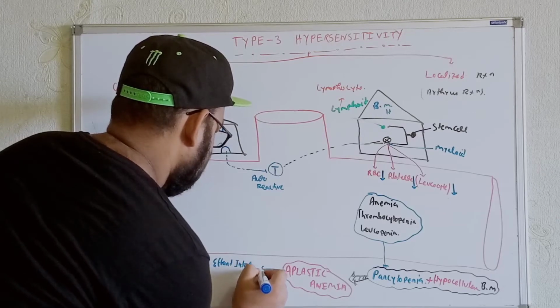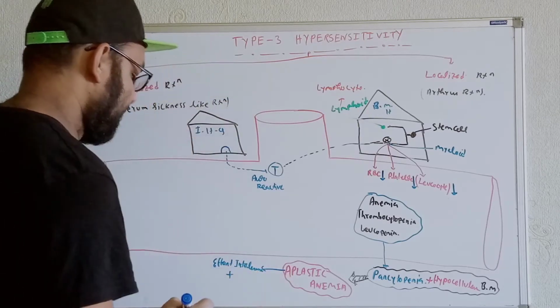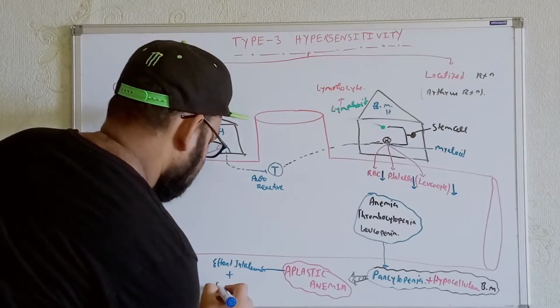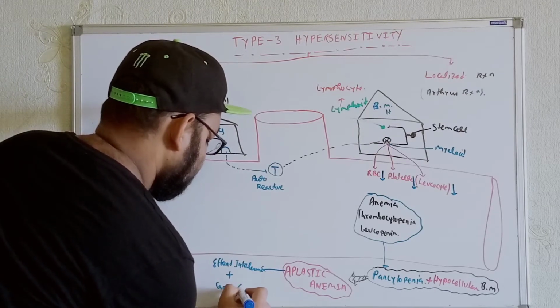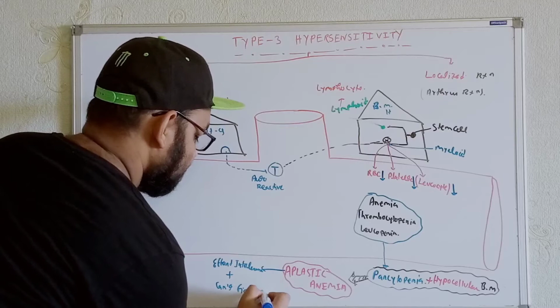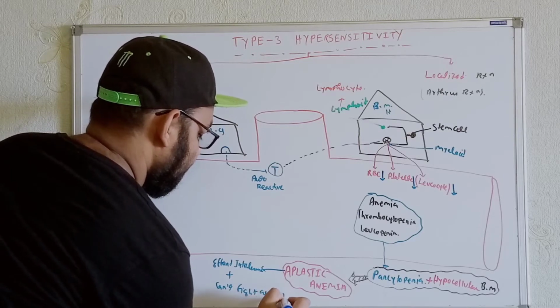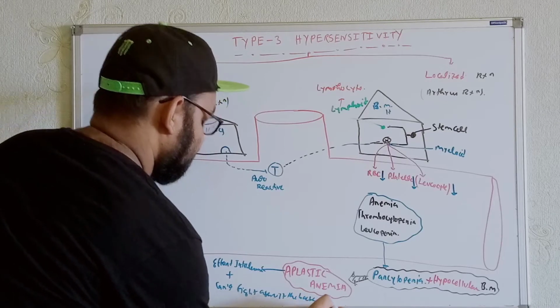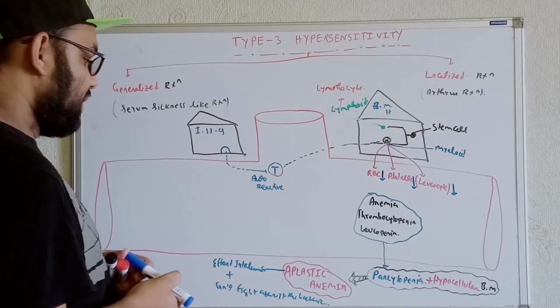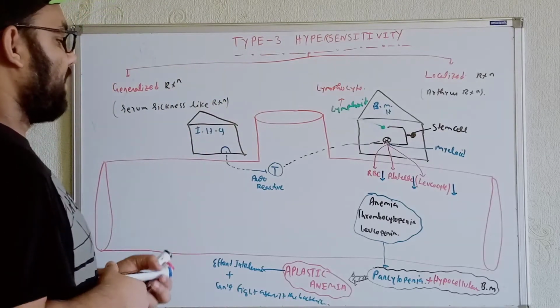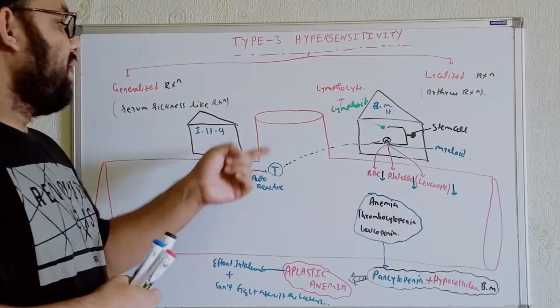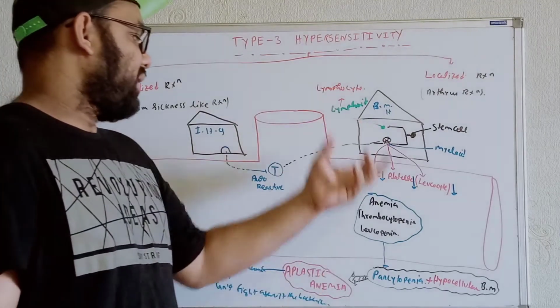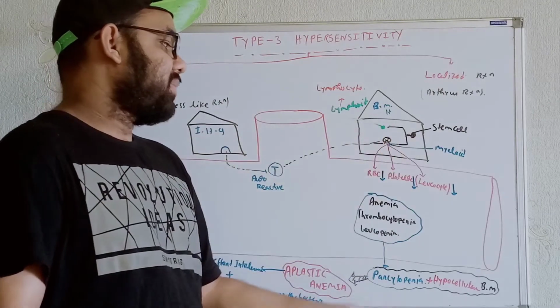Along with that, we will get what? The WBC can't fight against the bacteria or the microbes. Okay. Now we see this type of problem at the level of these things. So whenever autoreactive T cells are produced against the myeloid stem cells, we get reductions of the RBCs, reductions of the platelets, and reductions of the leukocytes.